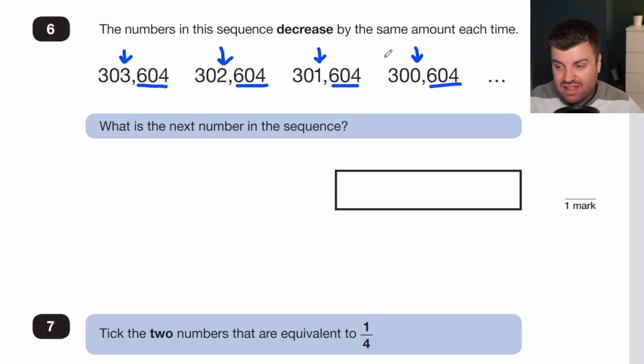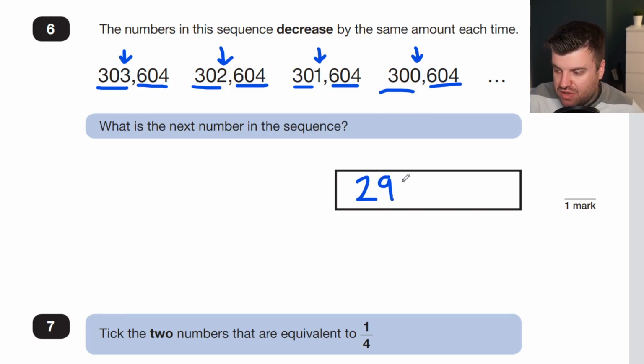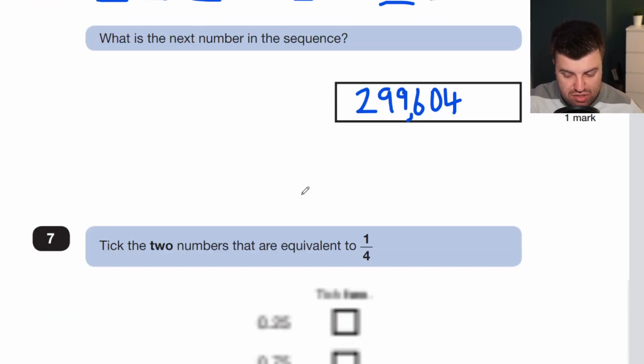Now think of it like this. What's 1 less than 0 is -1, and we know that's nonsense. So I want you to think about it like this. 303 thousands, 302 thousands, 301 thousands, 300 thousands. What's the next number? 302, 301, 300. We can look at it like this. It becomes easy. It's 299 thousands, and then 604 is still untouched, unchanged.